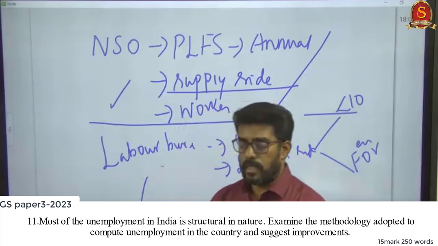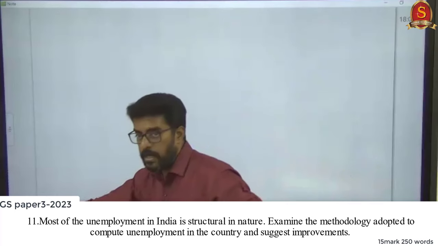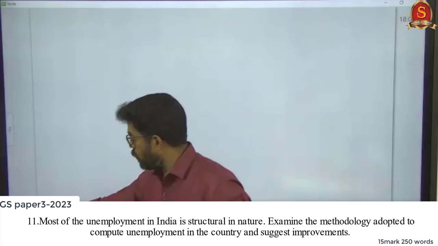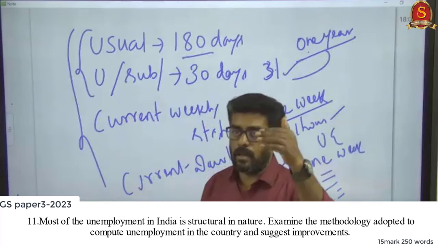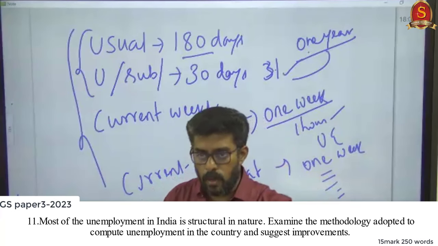Then you can write about the last part of the question. What is the last part? Suggest improvements. This is about the methodology. Now we can write about the suggested improvements. What are the improvements? Though the data are released in demand angle and supply angle, the frequency of data we are getting is once in a quarter.